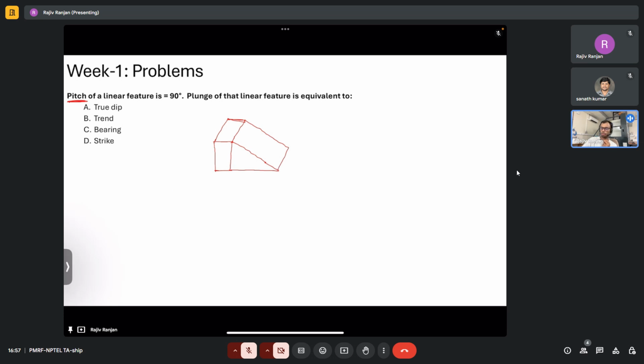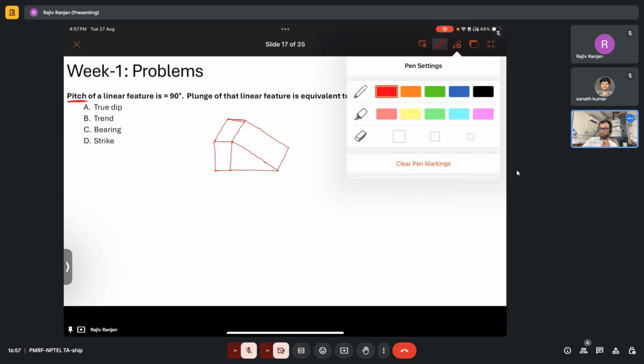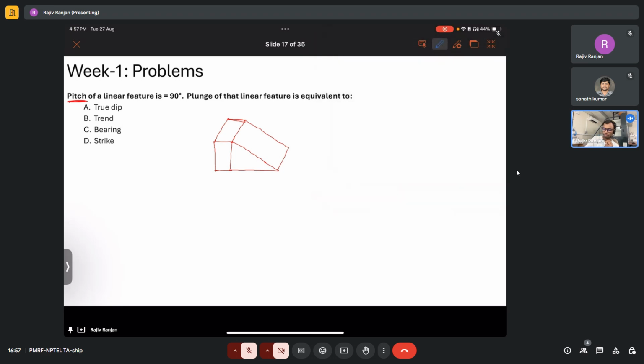Suppose this is a bed, and you have, for example, this is north. So you have lineations like this. You have lineations in this direction. And the rake, the pitch, do you know how pitch is measured?